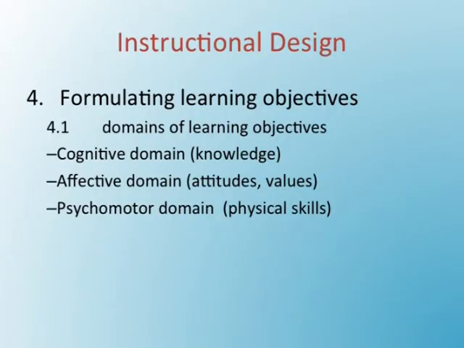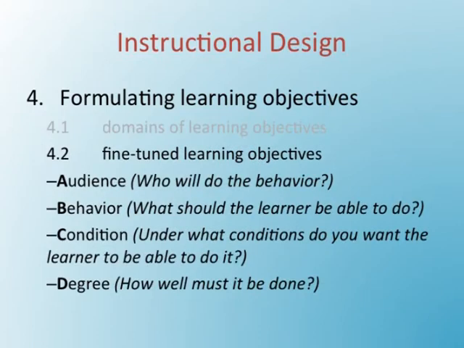Formulating learning objectives. So we already know about this, cognitive, affective, and psychomotor domain. But fine-tuning learning objectives, so just a review. So we can actually use this mnemonic, ABCD. So make sure that we know who our audience is, who will do the behavior. What is the behavior? So what should the learner be able to do? What's the condition? Under what conditions do you want the learner to be able to do it? And the degree, how well must it be done? So this is an easy way of making sure that your learning objectives are really focused and smart.